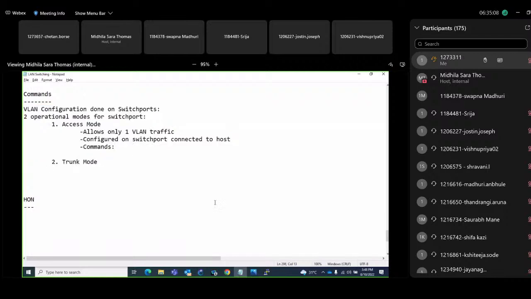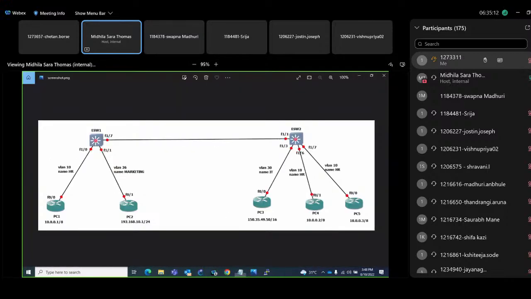Now you will be thinking, okay, I told you if I have to configure VLAN, I have to give the command on the switch ports. That is here, here, here, here. These all are the switch ports. I have to give the command here. But I told you there are two sets of commands. One is for access mode, one is for trunk mode.